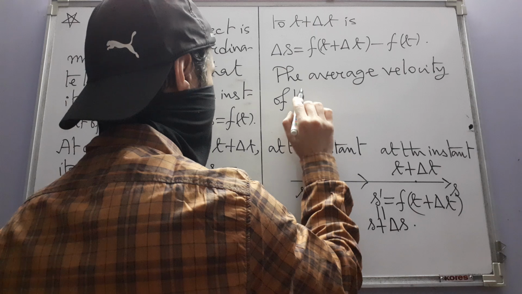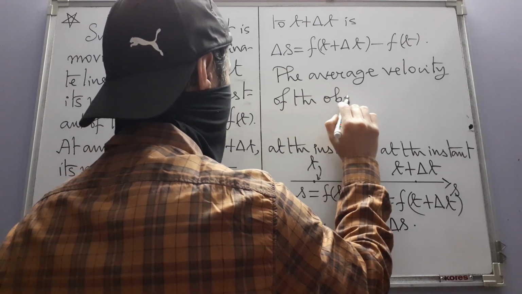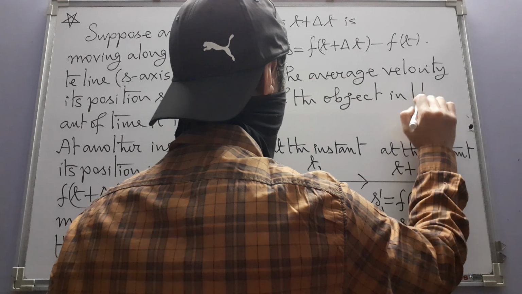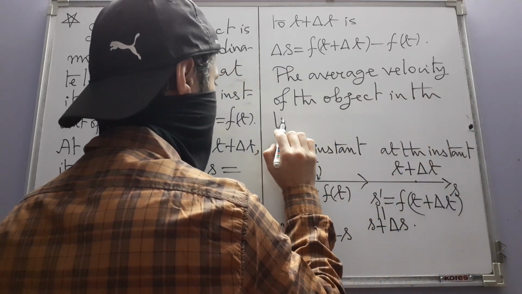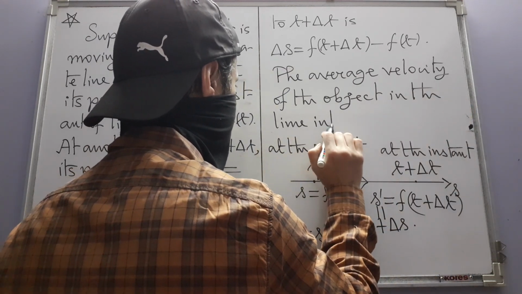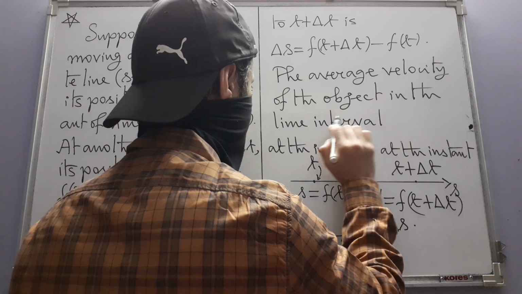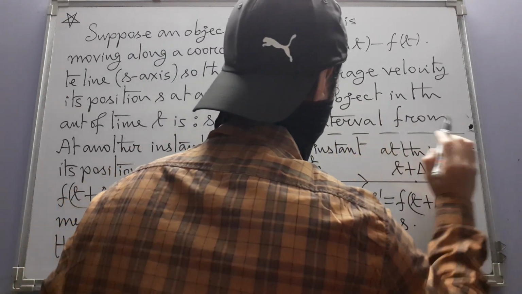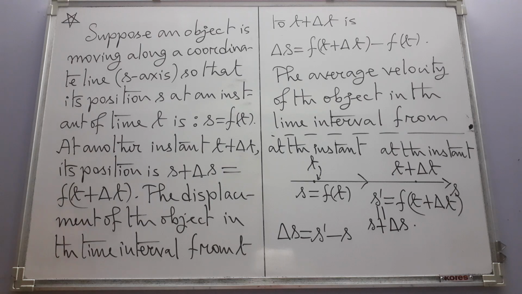Of the object in the time interval from, let me continue from that side. I need this diagram.